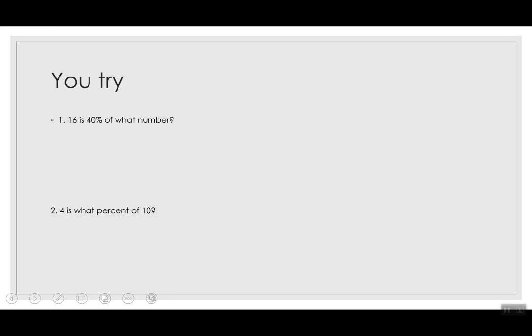All right, you try. Figure out 16 is 40% of what number, and 4 is what percent of 10. Pause me for a minute and then come back and let's look at the answers together.